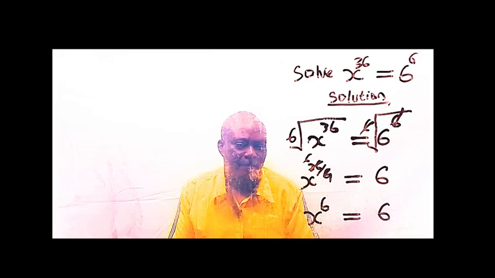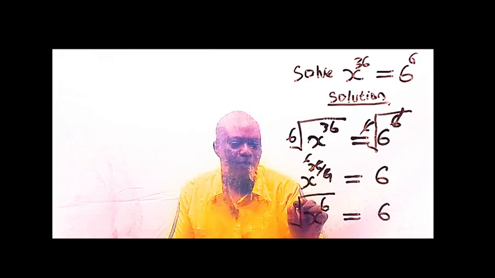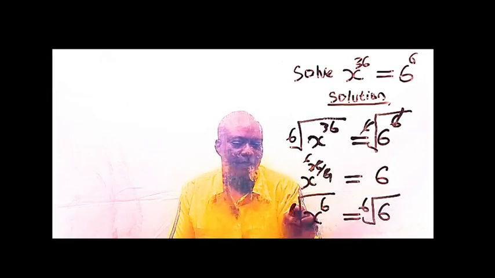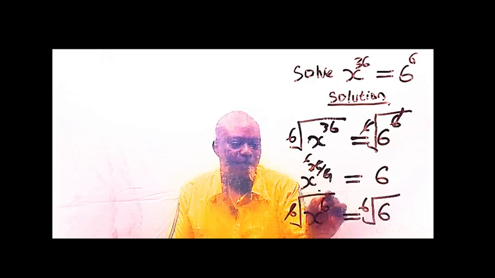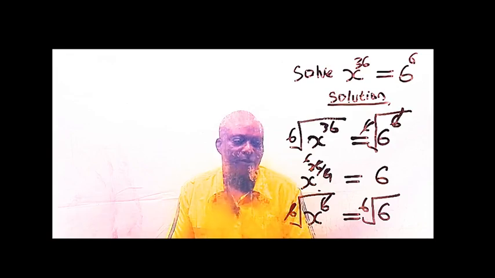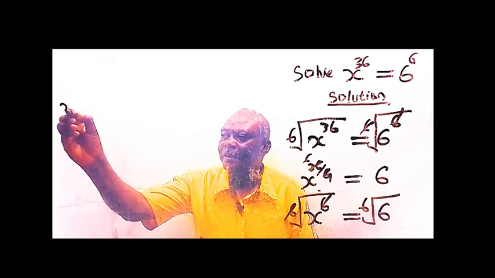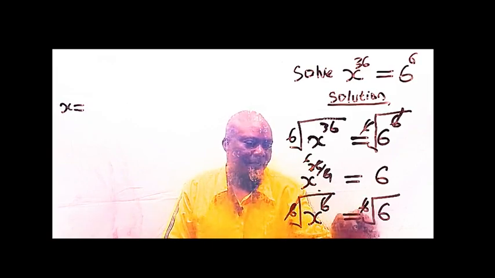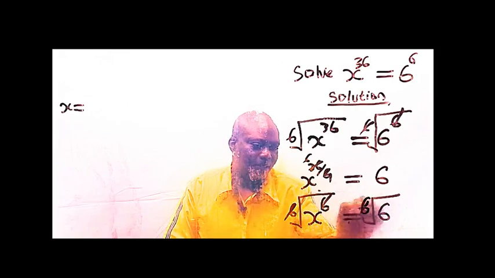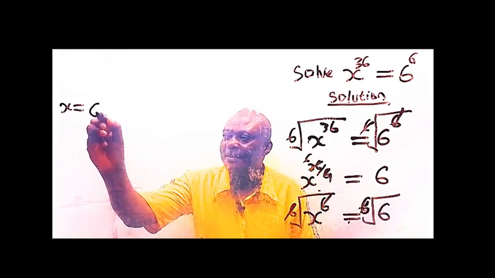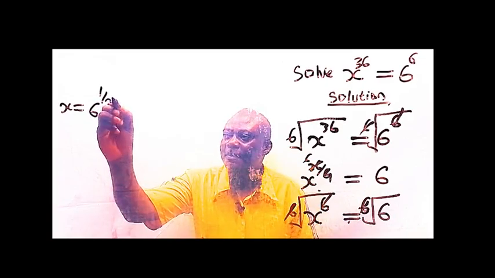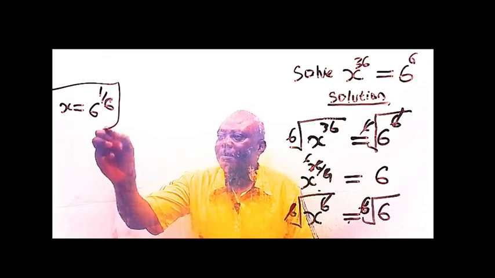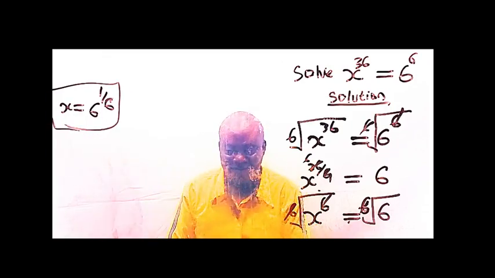So to get the value of x, you get the 6th root of both sides again. So this goes with this. So our x now will be equal to this. This is just like 6 raised power 1 over 6. That's all. We got it also there.